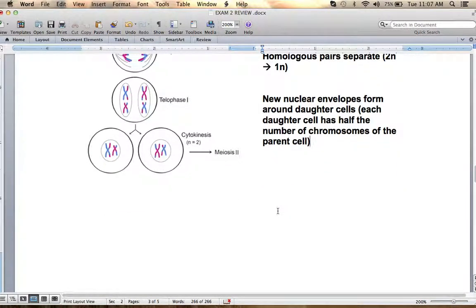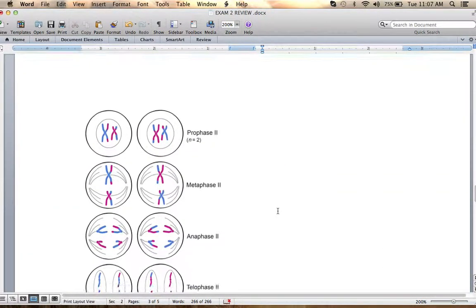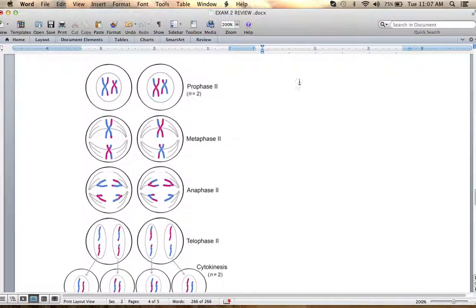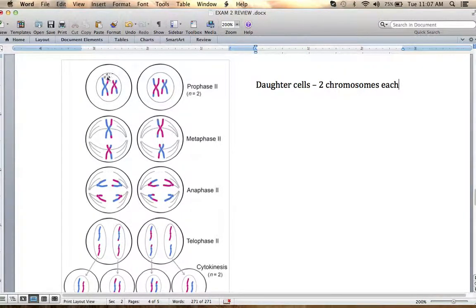In meiosis 2, which is the next part, you're starting out with these daughter cells that have 2 chromosomes each. For this particular example, remember this was a human, this would be 23 chromosomes, not 2, but for this particular organism, the n number is 2 because the 2n number was 4. So the daughter cells have 2 chromosomes each.